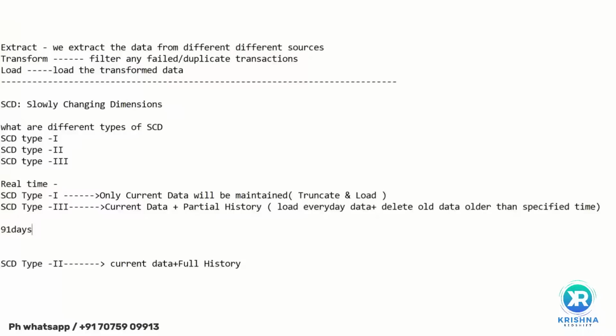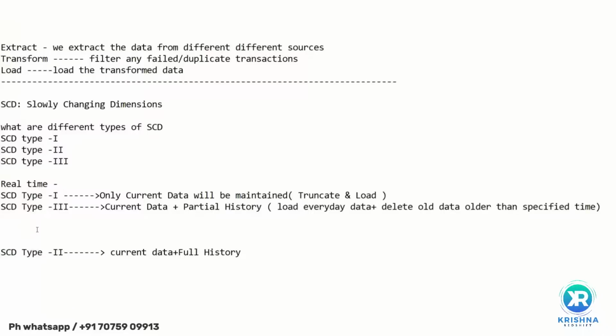Okay, that means anything older than 90 days will be deleted in SCD type 3. Okay, so September, October, November. For example, today is November 23. So that means up to September 23, 90 days. So tomorrow it will delete September 23. Then the next day it will delete September 24, like that. So as and when one day of data gets added, the old data gets deleted. So it will always maintain only that 90 days of data.